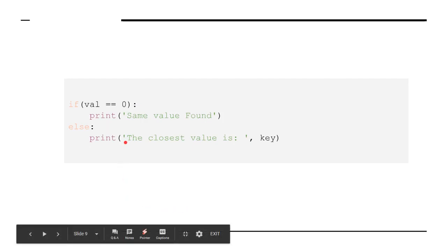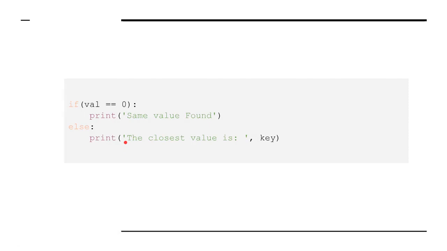Now this is the final step. Here I'm just checking if we found the same value or the closest value. As I already told you, if the difference is equal to 0, I'm checking the same over here. If the value is 0, then I'll print same value found, otherwise I'll print that the closest value to the key is found, and I'll print it over here. So that is the complete code.